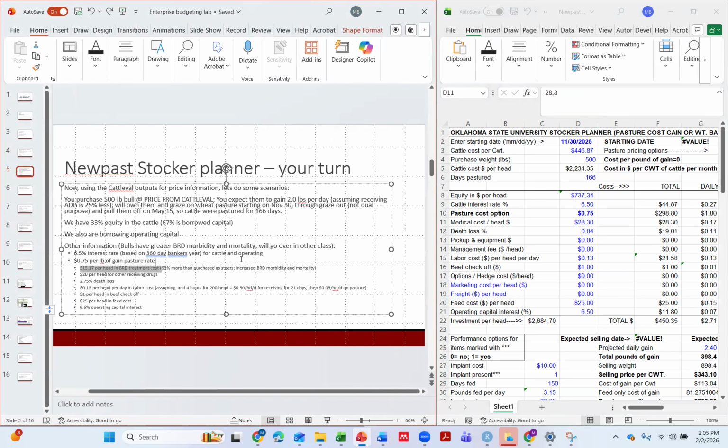So in that bull scenario from that Beck 2025 paper, they had 63% more BRD treatment cost than cattle that were purchased as steers. And they also had an increased BRD morbidity and mortality. So in this instance, we're going to go from 28.30 to 33.17. Our death loss went from 0.84 to 2.75. We're going to keep our same labor cost, dollar per hundredweight cost, feed cost, and our interest rate's not changing.